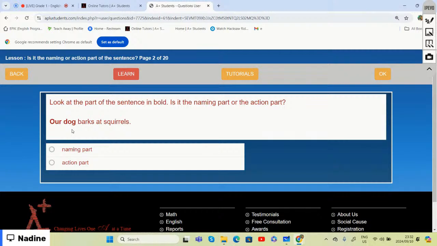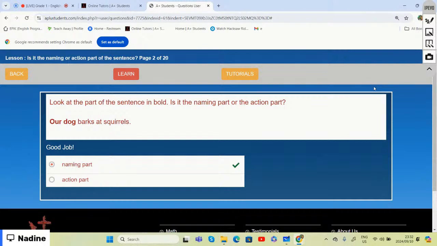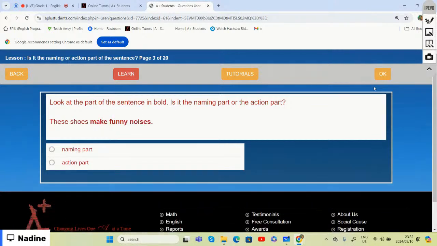And if we look at that word in bold, then we can say it is a naming part, which is option one. The naming part tells us who or what the sentence is about. All right, so we can say that's a naming part. It's telling us who or what the sentence is about.